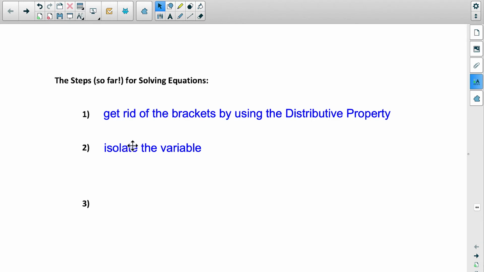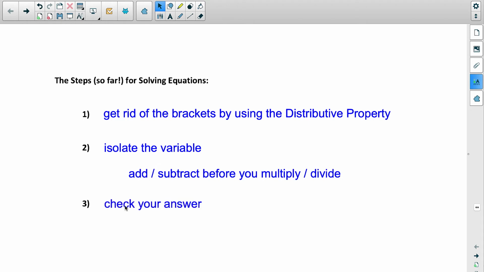How do we do that? We do some adding or subtracting, some multiplying or dividing, right? Opposite operations. And remember, we're always going to add or subtract before we multiply or divide. The third step is an optional step. You can check your answer if you want by plugging back into the original question.